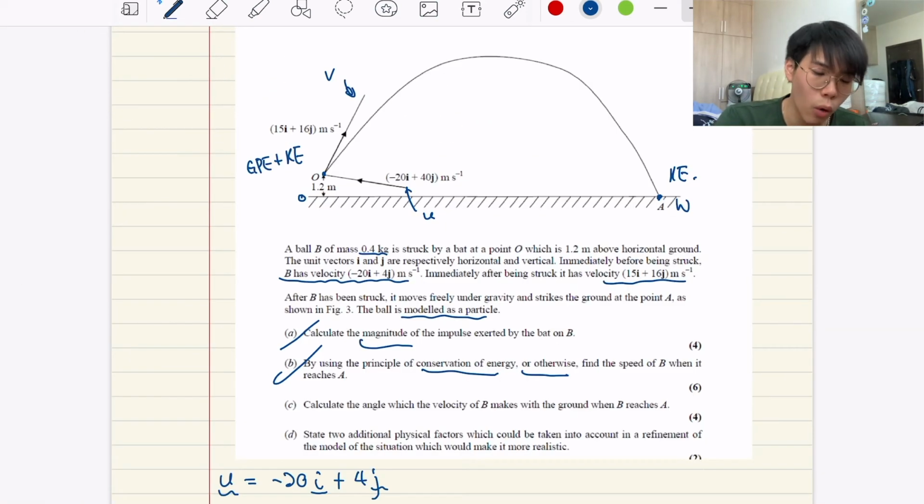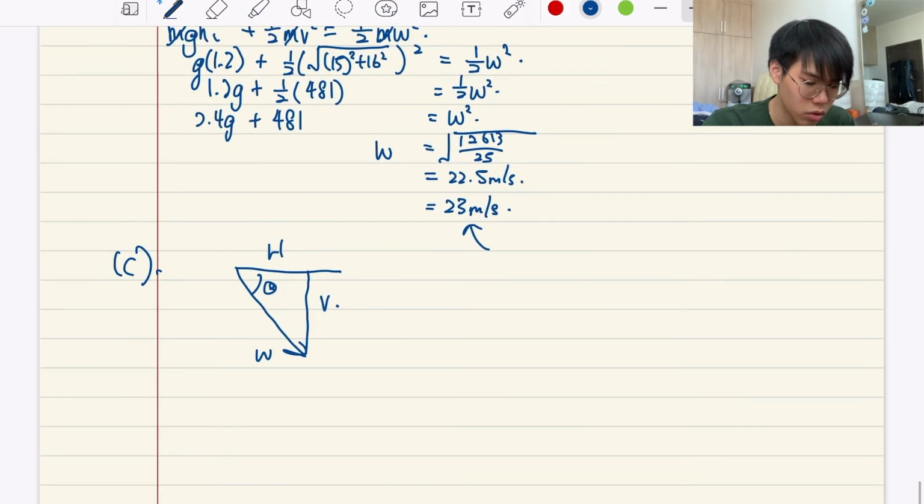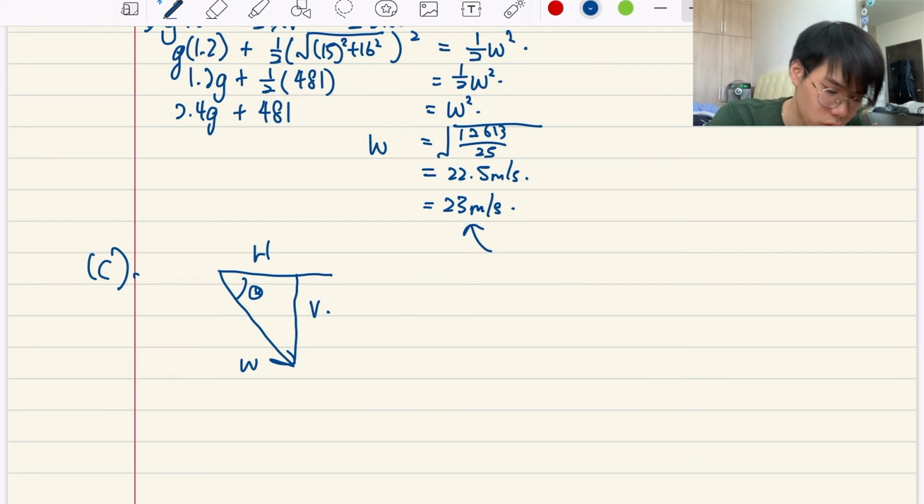In projectiles, we always assume that there is no air resistance. So the horizontal velocity will always be constant, since there is no air resistance. So the acceleration will be 0. Since we know that the horizontal velocity for the ball is 15i, which is the horizontal component, we know that the horizontal component will be 15.